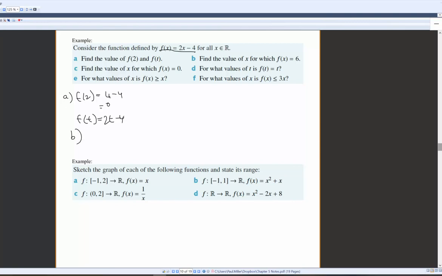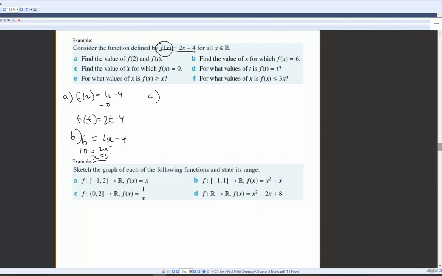B, find the value of x for which f of x equals 6. So let's replace f of x with 6 and ask the function, what value of x gives you 6? So it's going to be 10 equals 2x, x equals 5. So when x is equal to 5, the function's value is 6.